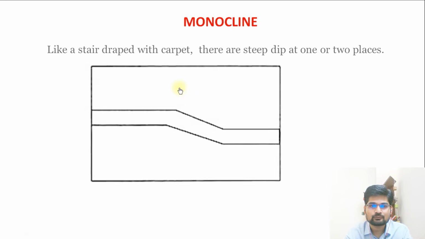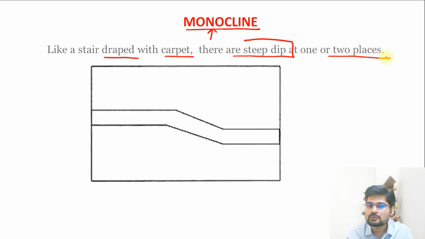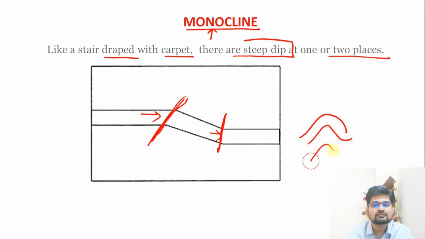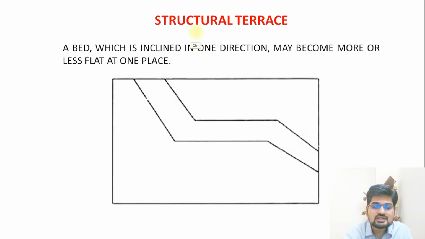That is important. Now, the next one is what we call monocline. Mono is singular. Like a stair draped with carpet, there is a steep dip at one or two places only. So what we see is this line, this is the axis. This is singular, one line, right? That is important here. In this singularity, what we study is the monoclinal fold, right? Homoclinal means all these folds have a singular axis, but this is just one, so that is why it is monocline.